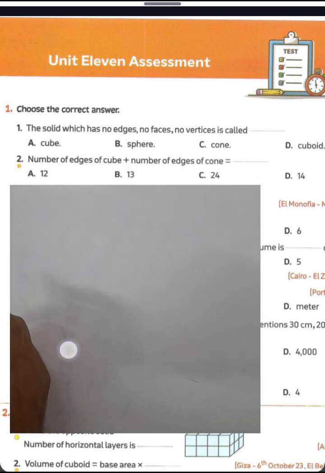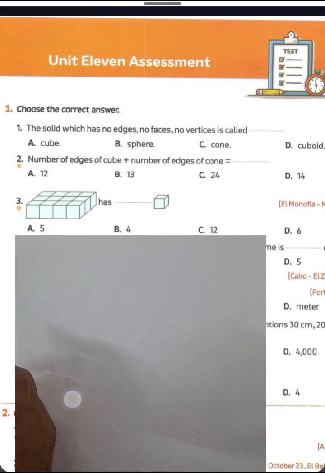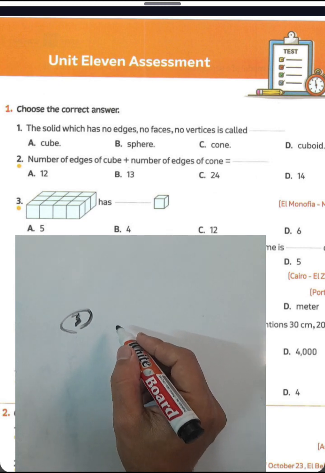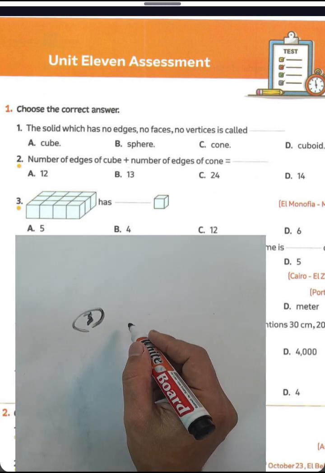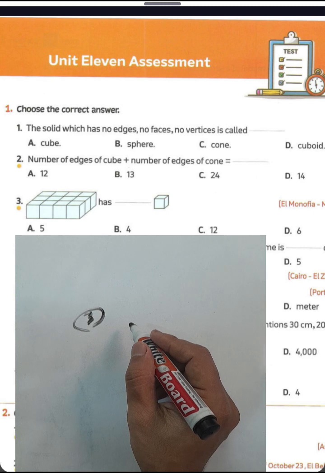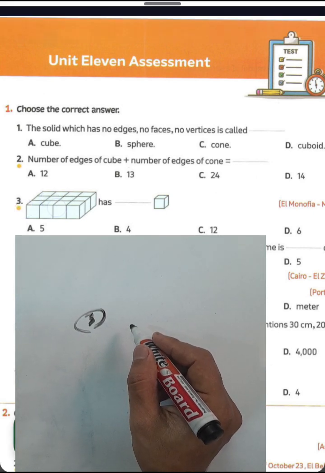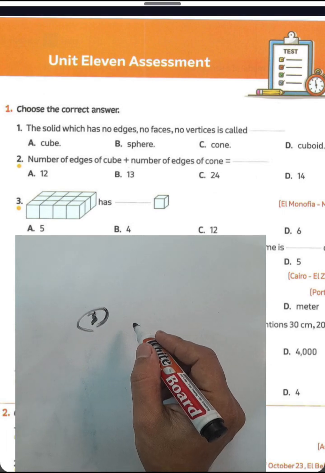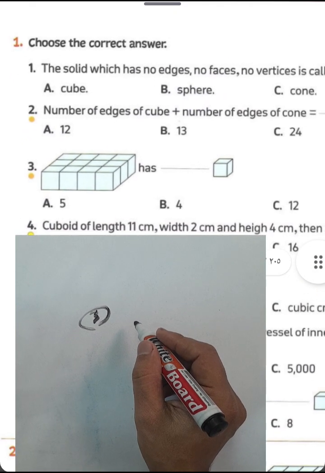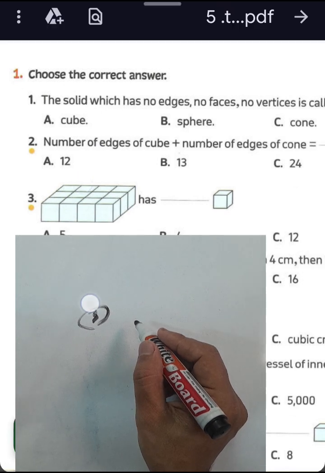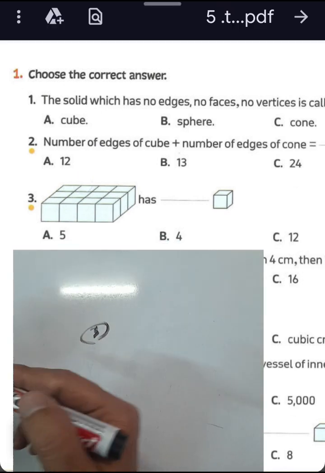Question number 3. We have a cuboid. How many cubes are in the cuboid here? We can find the volume. Count each cube inside it: 1, 2, 3, 4. Or you can write length times width times height. You can count how many cubes are inside it, or you can write length times width times height. Count with me here.